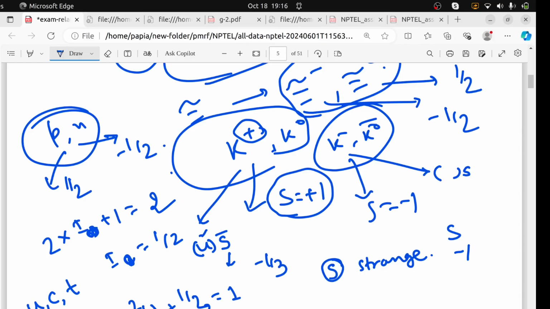Is it fine? Yes, madam. Yes. You don't need to remember all of it, but you need to work more on this type of quark content.